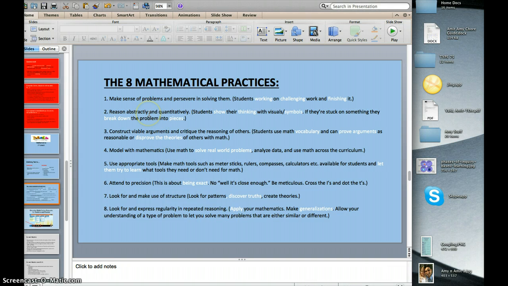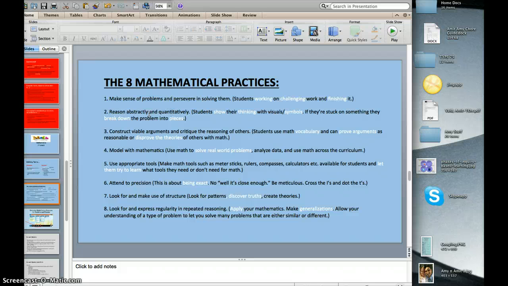Mathematical practice number 2, reason abstractly and quantitatively. Students show their thinking. They show their thinking with symbols. If they're stuck on something, they break the problem down into pieces. Mathematical practice number 3, construct viable arguments and critique the reasoning of others.